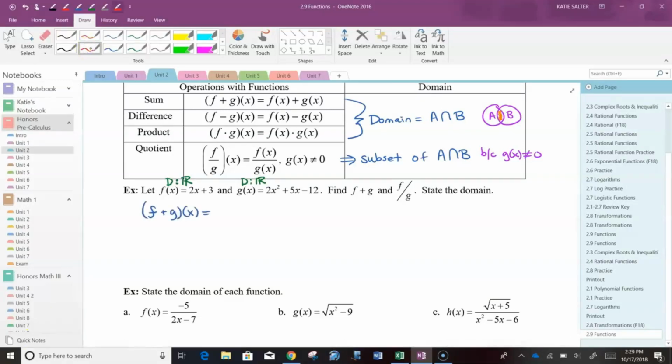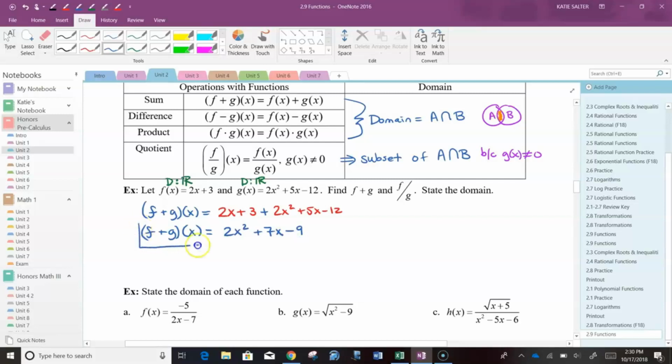So this would give us the function 2x plus 3 plus the function 2x squared plus 5x minus 12. And then all we do is add like terms. It's that simple. So the new function that we have formed would give us 2x squared, and then 2x and 5x would be 7x, and 3 and negative 12 would be minus 9. And this new function we created would have a domain of all real numbers, again because the intersection of all real numbers and all real numbers is also all real numbers.